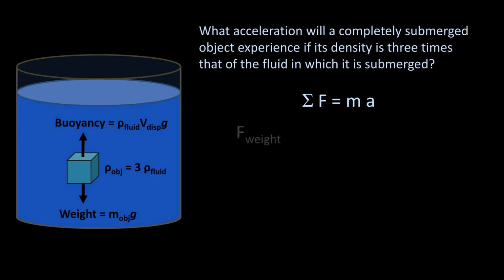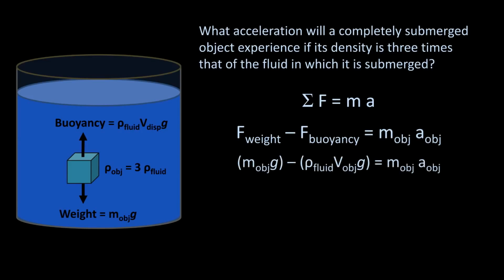The forces here are its weight, which will be partially counterbalanced by its buoyancy. As previously stated, the weight of the object is its mass times g, and the buoyancy is the density of the fluid times the volume of displaced fluid, in this case the same as the volume of the object, times g. We know from the last lesson on density that the density of an object is equal to the mass divided by its volume. So therefore, the mass of an object is equal to the density times volume.